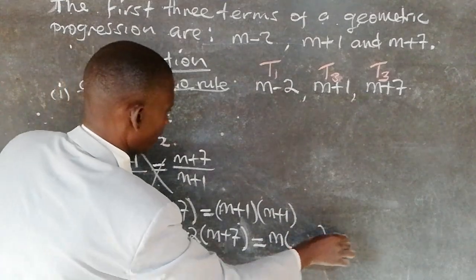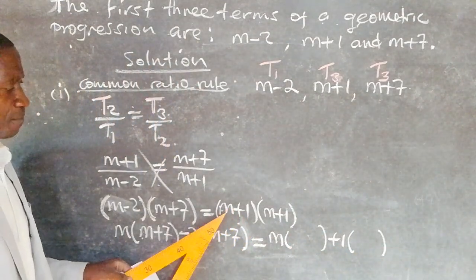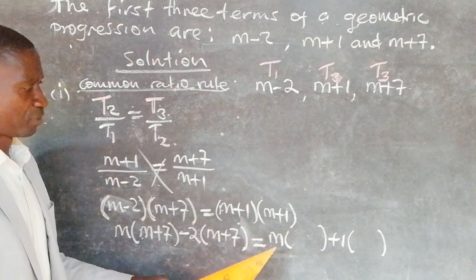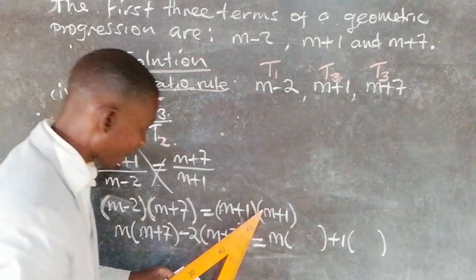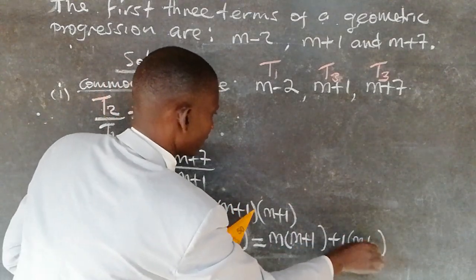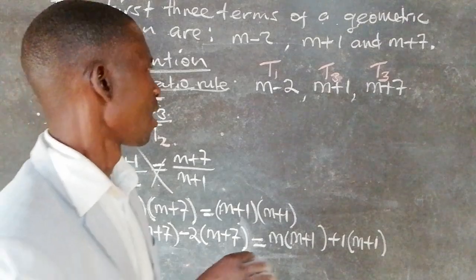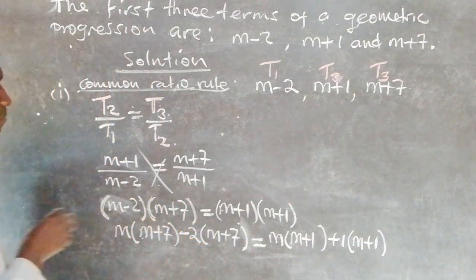This is m, then plus 1. What is in the first brackets? M outside and plus 1 to be seen outside like that. Then the second part, which is m plus 1, again m plus 1. This is not all that involving. What am I trying to do? I'm trying to score the first 3 marks.